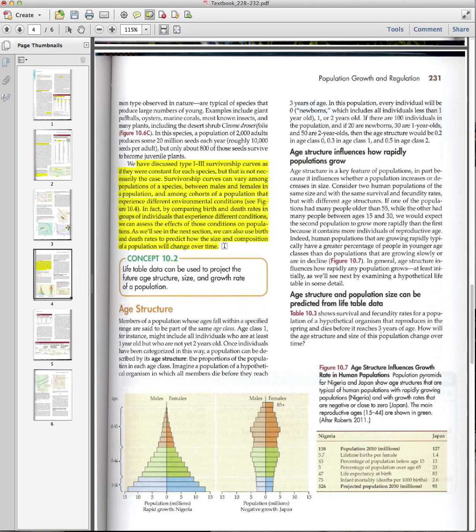Now we're going to get into another new concept for this section: taking life table data and making it into another type of graph. Here's an example of this graph down here. This is an age structure graph. First, we're going to turn n of x from your life table into a proportion, and then we're going to plot it for each age class and separate it out for each sex.